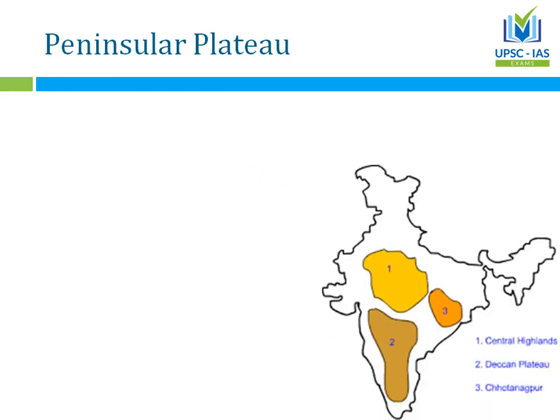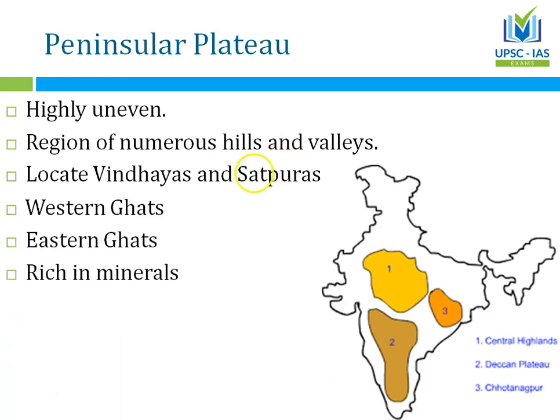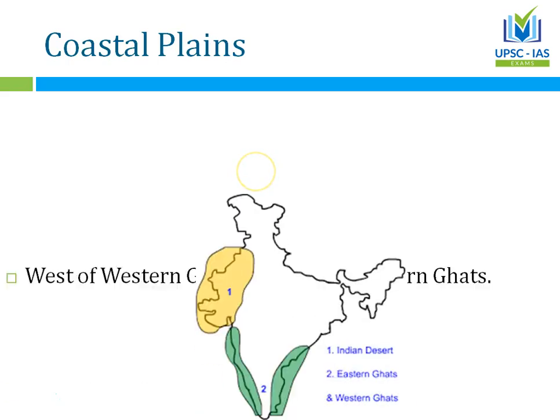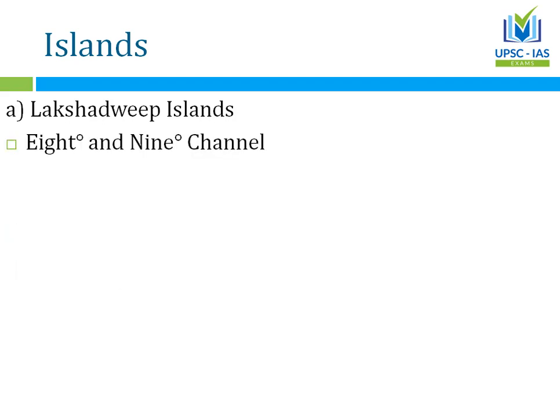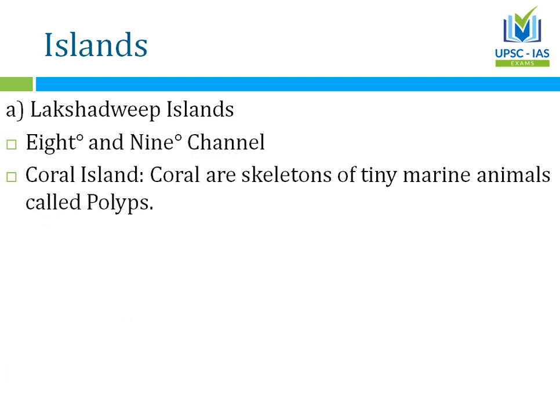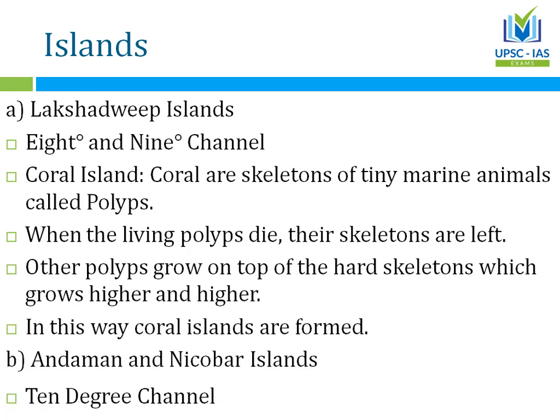Peninsular Plateau, predominantly 3: Central Highland, Deccan Plateau and Chota Nagpur. Right, we will find industries in this area because of rich deposits of minerals. Coastal plains, Western Ghat and Eastern Ghat, and in islands we have located and understood about Lakshadweep, which is a coral island, and Andaman and Nicobar.